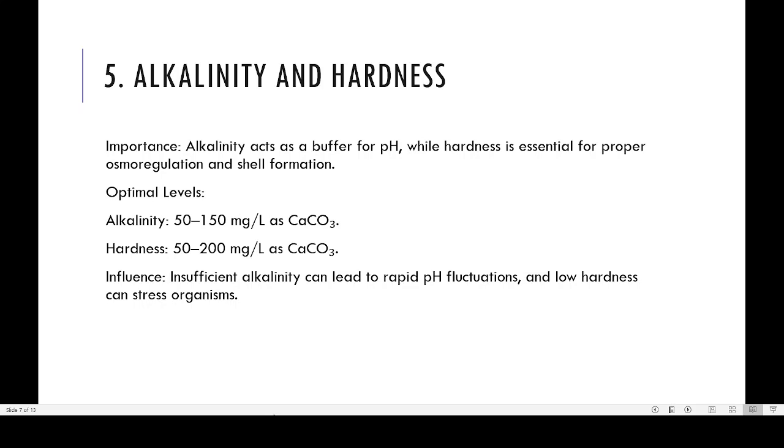You might have observed, if you go to the seashore area and take water from a pond, that it is difficult to lather, difficult to use soap in such water, because the soap may not be dissolving or forming properly. In such waters where hardness is more, fish may not be able to survive properly.